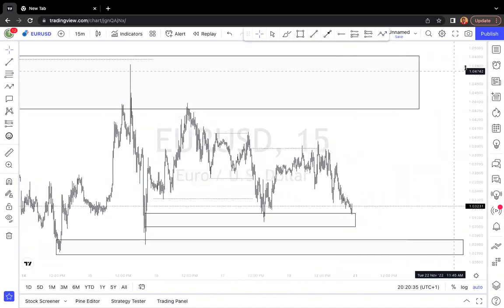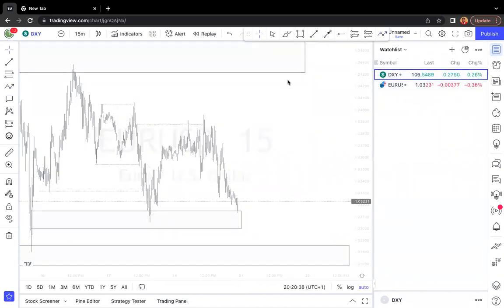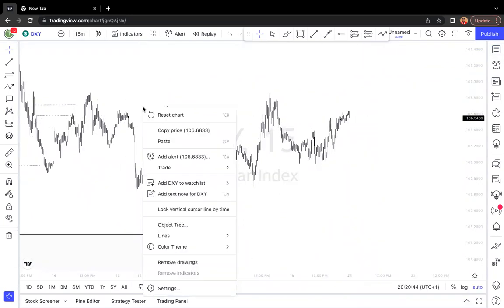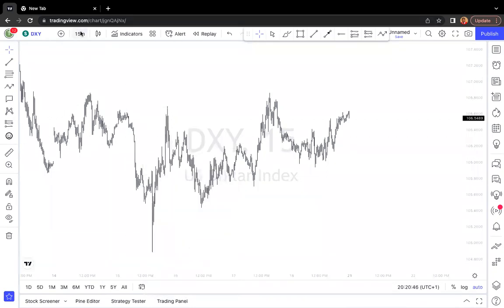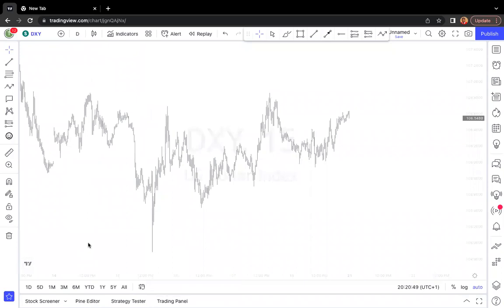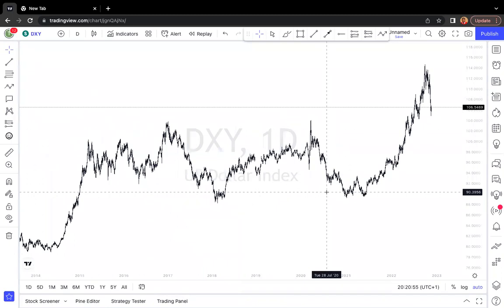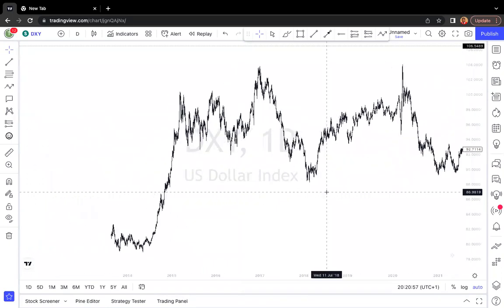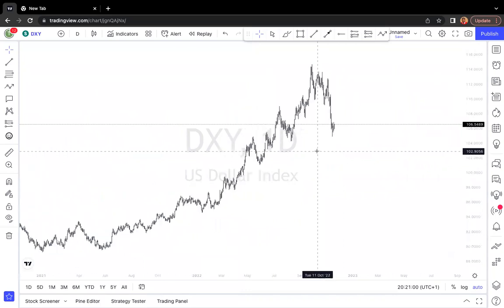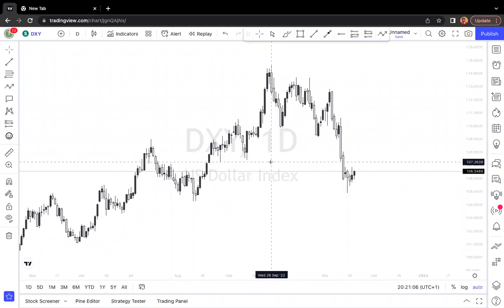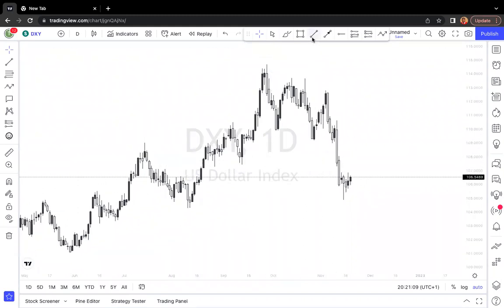Let's see the DXY. All right, so we just play around this story we have here. So the DXY, you know the correlation, right? If the DXY is bullish, it means EU should be bearish. And then we have had this as a grab on liquidity, right?